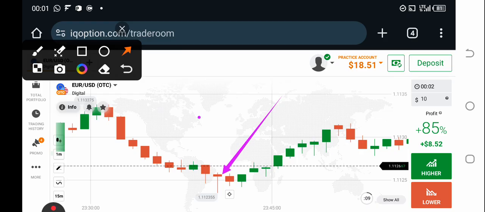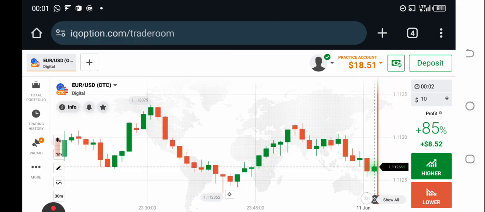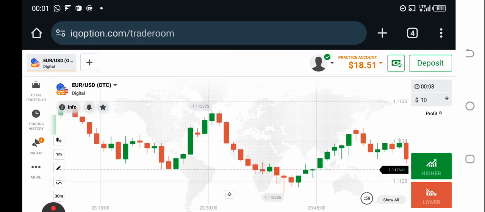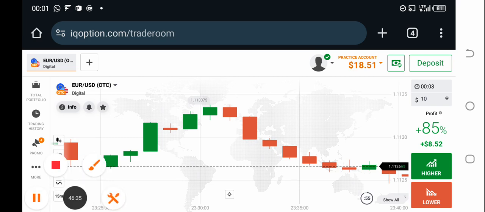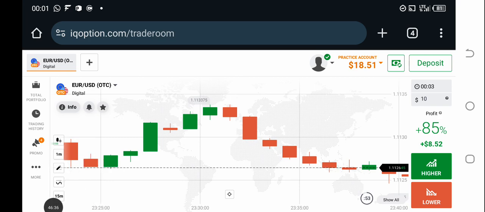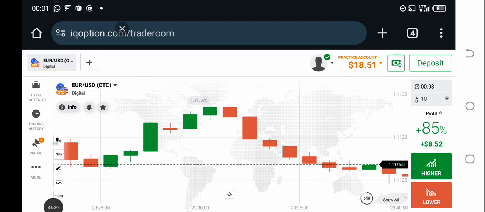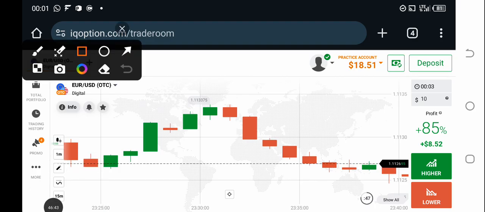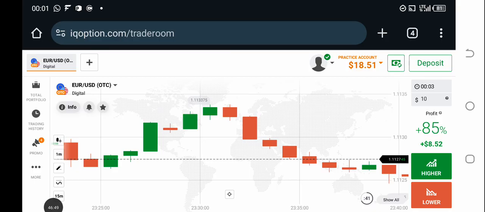This is a red doji. This can also be referred to as a doji candlestick. This is also a doji candle. Okay, so these are tweezer bottoms. Look at the tweezers. You can see now how it is appearing on the chart. You can see both of them.